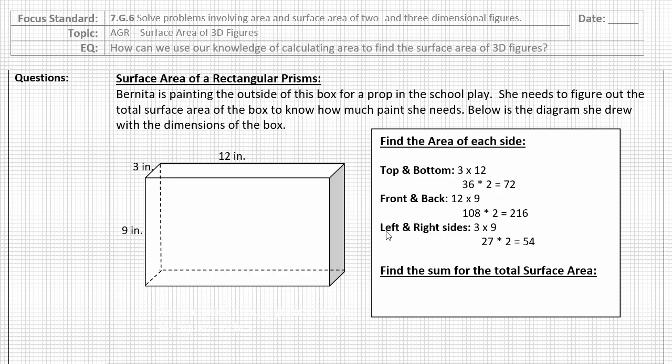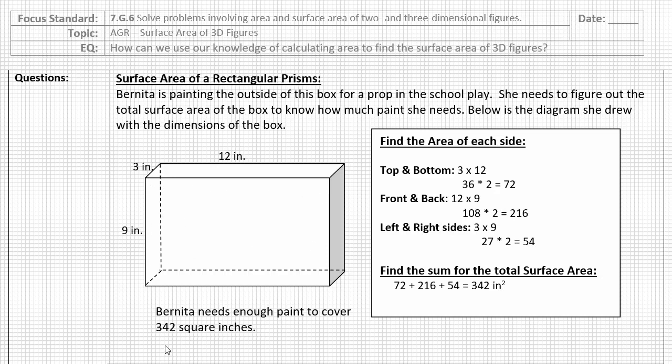So our final step is to add each of those values together to find the sum for the total surface area. When we combine 72, 216, and 54, our calculations from right here, we come up with the total surface area being 342 inches squared. Remember, in area, we always want our dimensions written in the squared format because we're finding how many squares cover the surface of that shape.